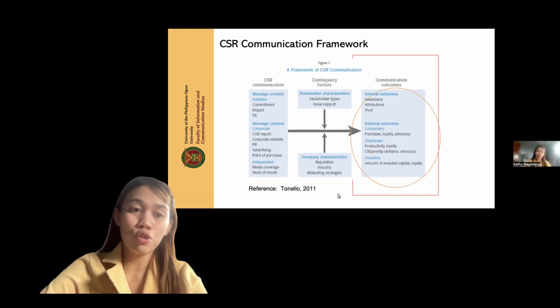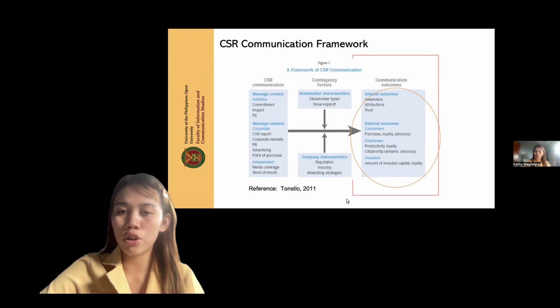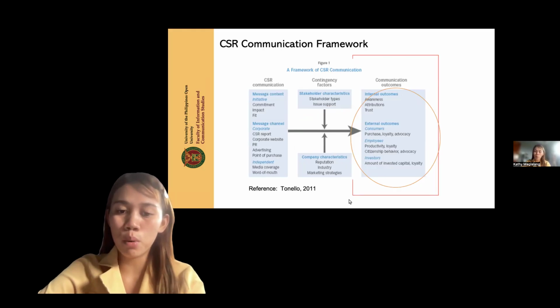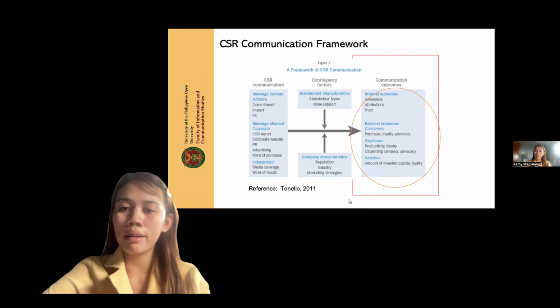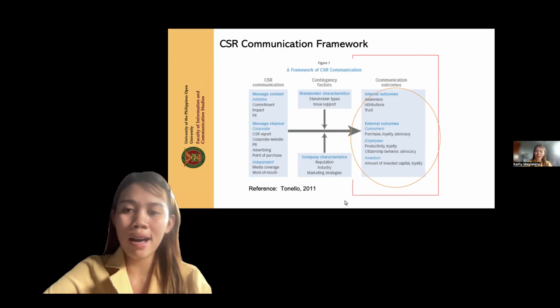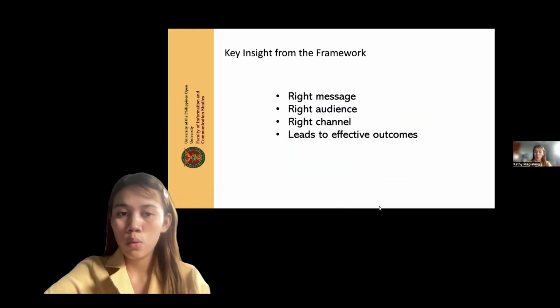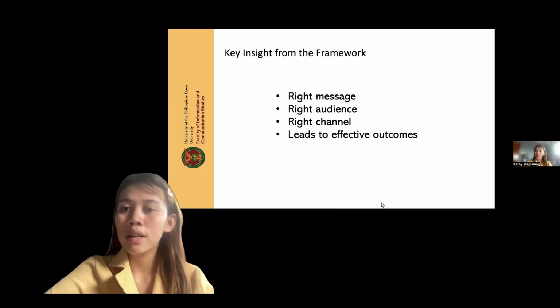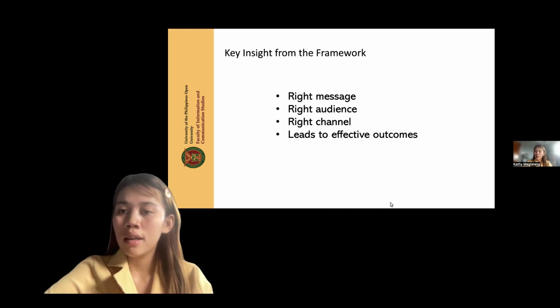There are also tools and strategies for CSR communication. Internally, organizations can use intranet systems, meetings, and newsletters to inform employees, while externally, they can use CSR reports, websites, advertisements, and events to reach stakeholders. Digital tools such as blogs and social media are also important because they give opportunity for real-time engagement and feedback. Well, what are the key insights from this CSR framework?